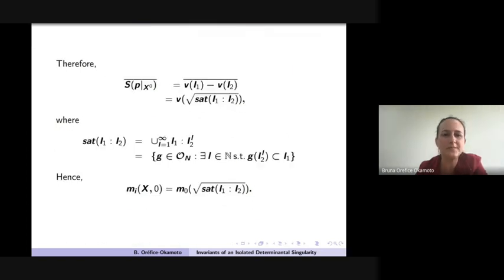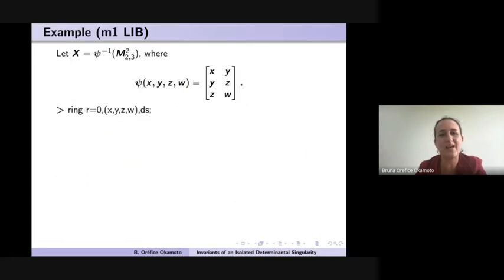Well, then what we want is this. And this is equal to the variety of the saturation of this quotient here. Well, therefore, the MI is equal to the multiplicity of this ideal here. Okay?